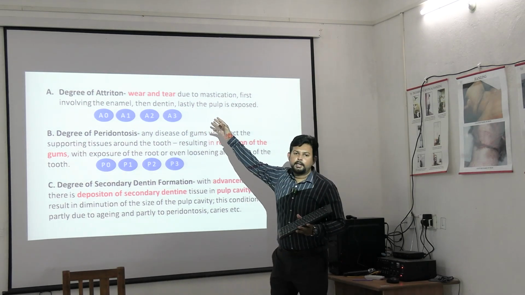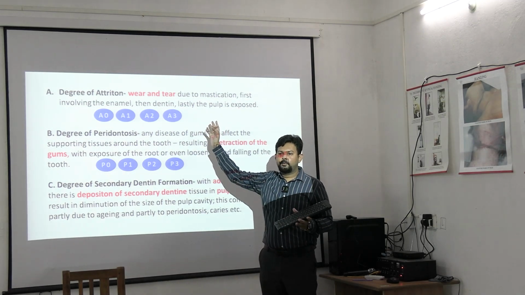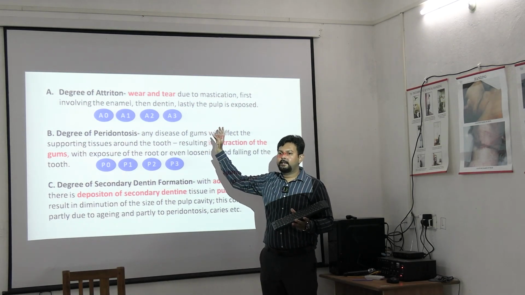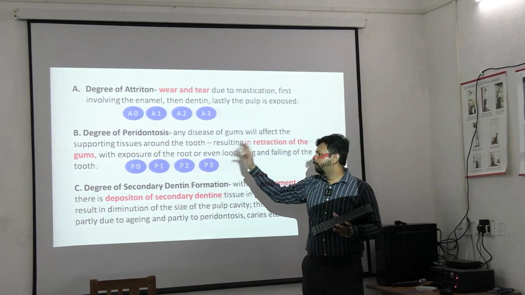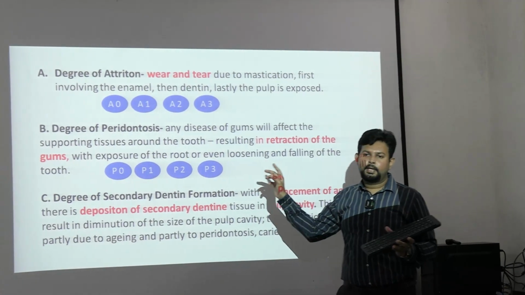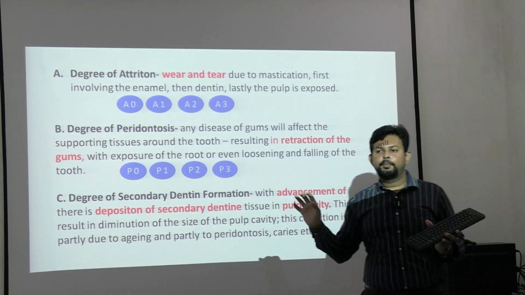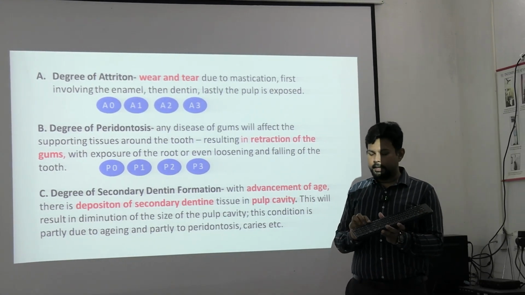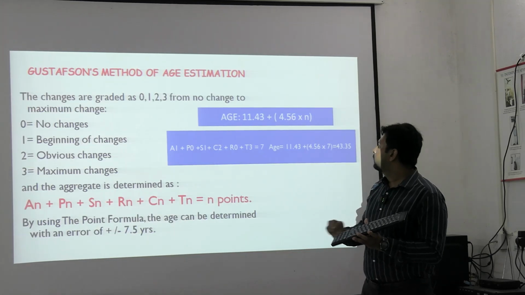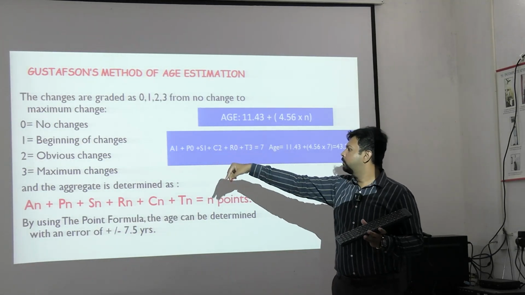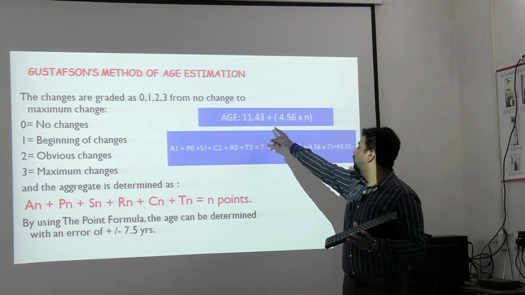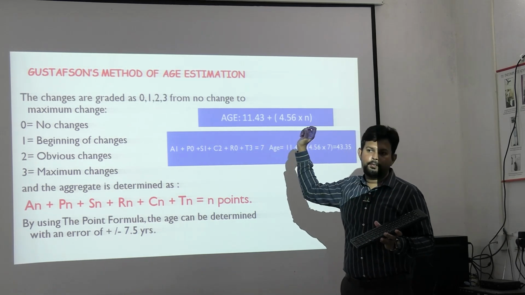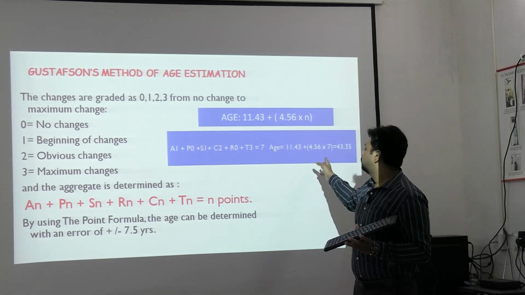So by wear and tear, there will be grading. For attrition, A0, A1, A2, A3. For periodontosis, it will be P0, P1, P2, P3. For dentin formation, S0, S1, S2, S3. From that, we get a value, and from that we multiply it and add this one. See here, all those values we multiply, and we'll get the age. We add and multiply.